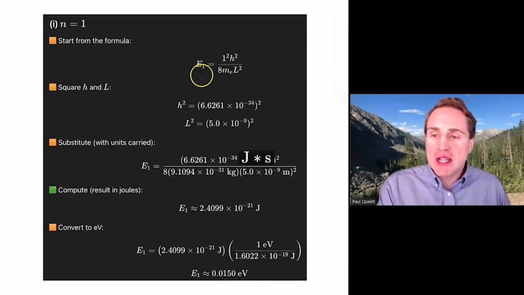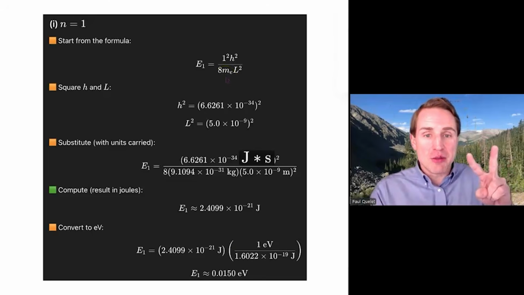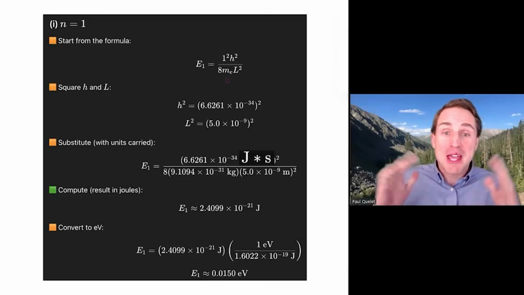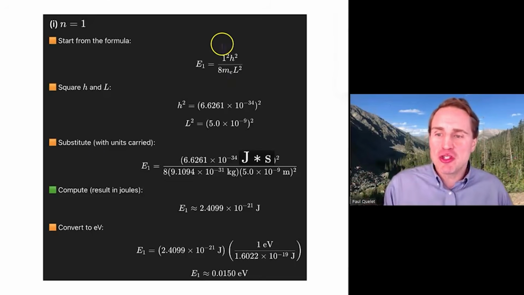Now, the calculation for the other two levels, in other words, level 2, n equals 2, and level 3, n equals 3, is going to be the exact same, except that we just change the n.